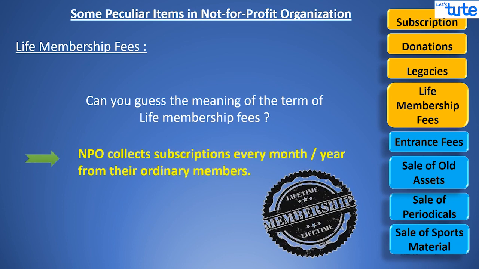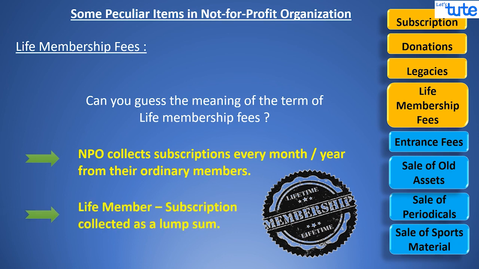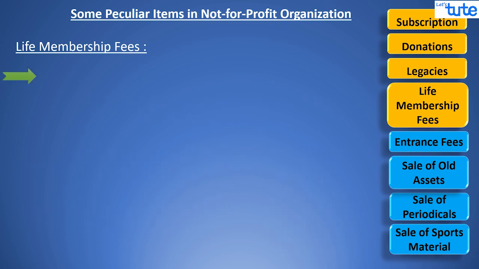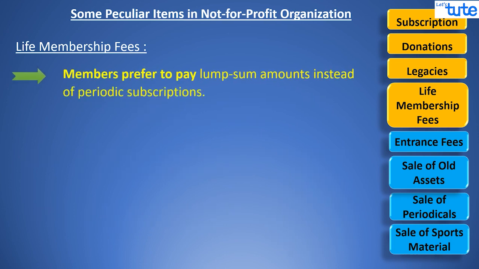Basically, non-profit concerns usually collect subscription every month or year from their ordinary members. Now there is another category of members also called life members from whom the subscriptions are collected as lump sum. These members prefer to pay lump sum amounts as their life membership fees instead of paying periodic subscriptions.